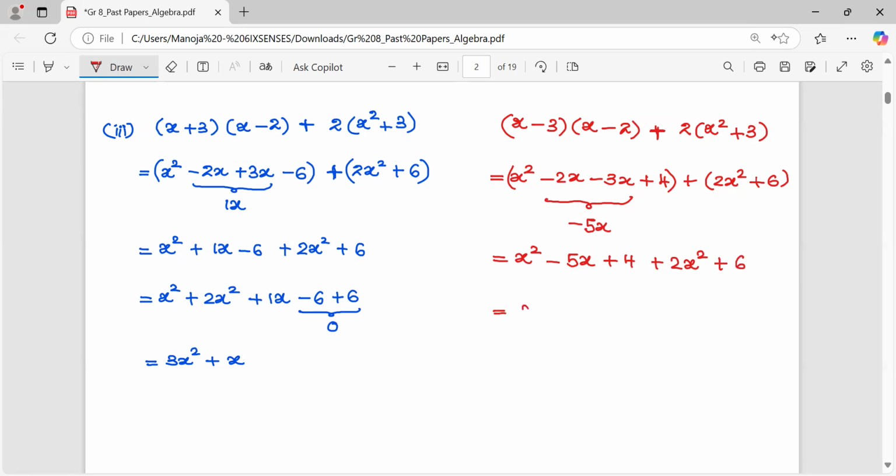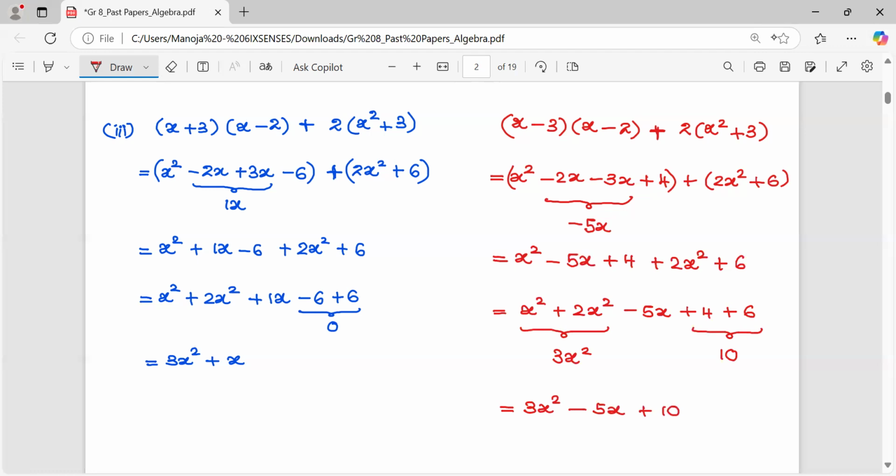Then I write the like terms closer, x squared plus 2x squared, minus 5x plus 4 and plus 6. Now what are the like terms I have? Plus 4 and plus 6, it is plus 10. And x squared and 2x squared, that is 3x squared. Therefore, I conclude my answer 3x squared minus 5x plus 10. Now see that I got a totally different answer.